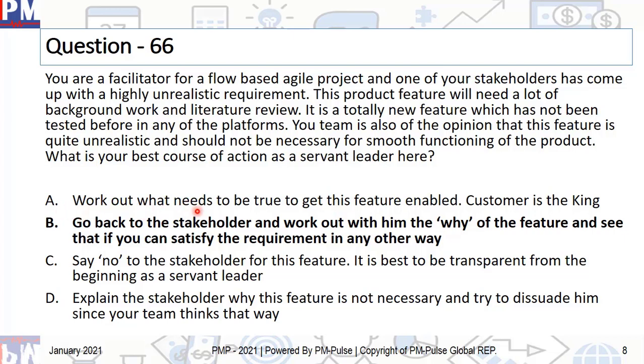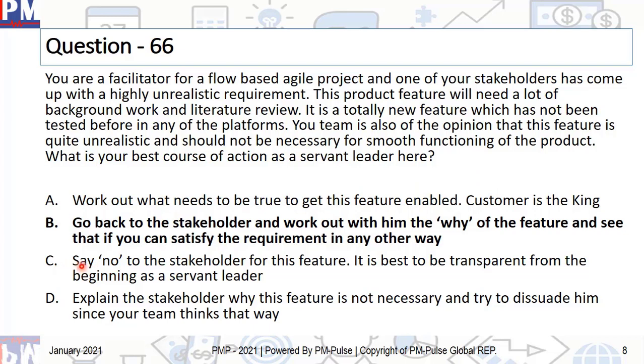A, work out what needs to be true to get this feature enabled. So the customer is the king. Customer is the king, but when you run an agile project and you are also a solution provider, you need to know that you have to consult. Customer is the king does not mean that those kinds of unrealistic features just get thrown in. So that doesn't work. This is a useless statement.